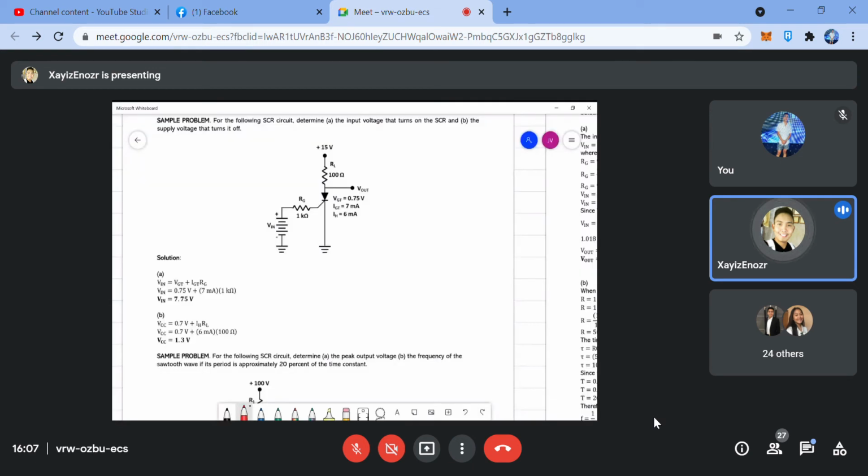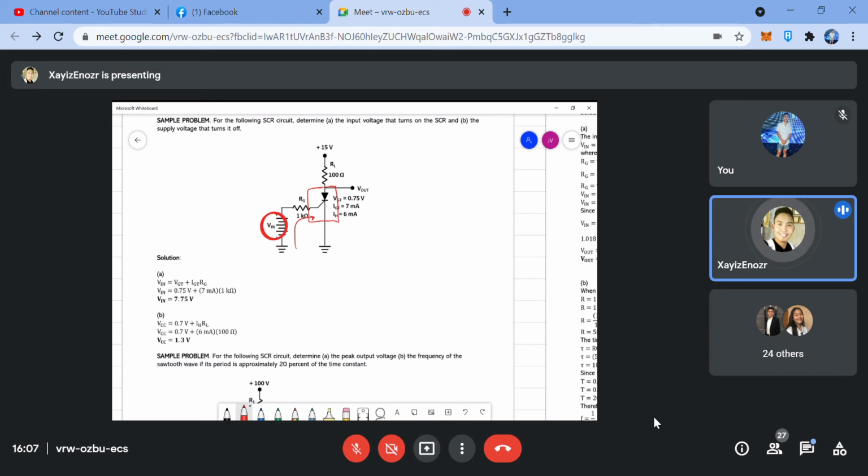Ito yung SCR. Ito yung symbol niyang SCR. So ano daw yung kailangan na voltage para ma-turn on? Ano daw yung kailangan dito sa gate or input para ma-turn on? Okay, dito input. So ano formula for input? So Vin is equal to VGT plus IGT multiplied by RG.